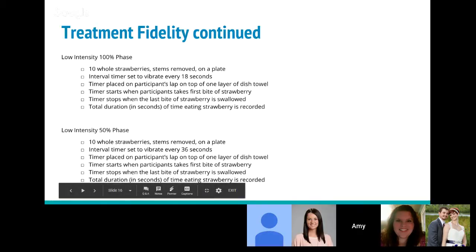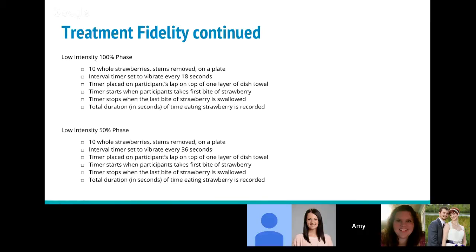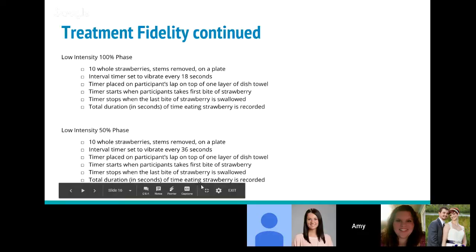For the 50% phase, it'll be 10 strawberries. Interval timer set to vibrate every 36 seconds. The timer's placed on the participant's lap with one layer of a dish towel. It starts when the first bite of strawberry is taken and ends when the last bite of strawberry is swallowed. Duration is taken in seconds.